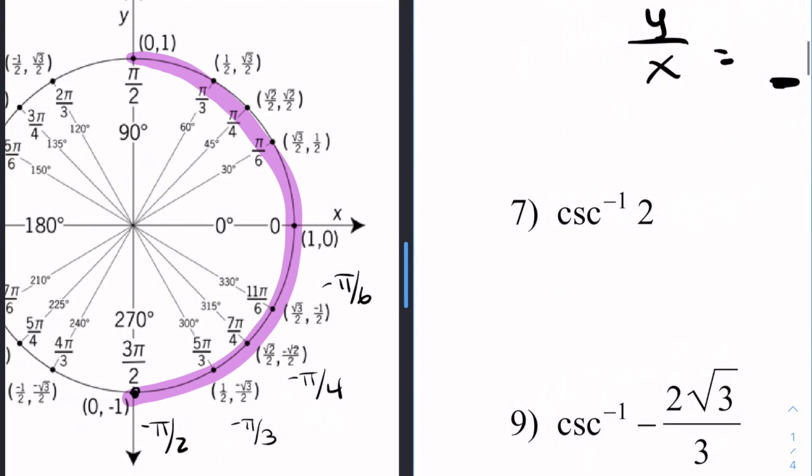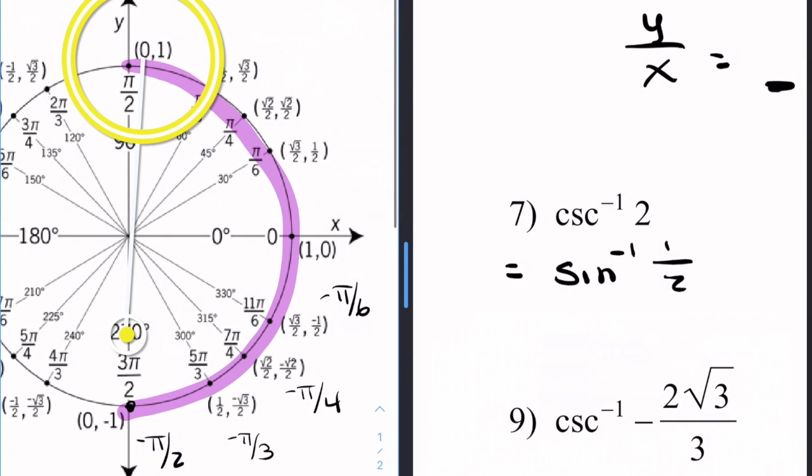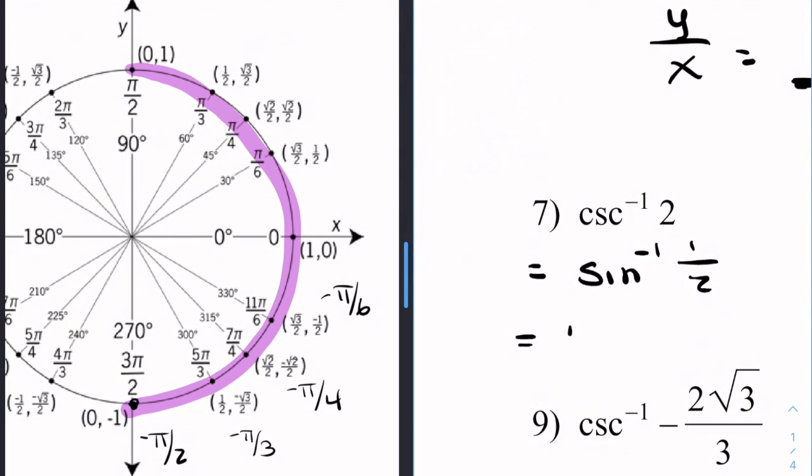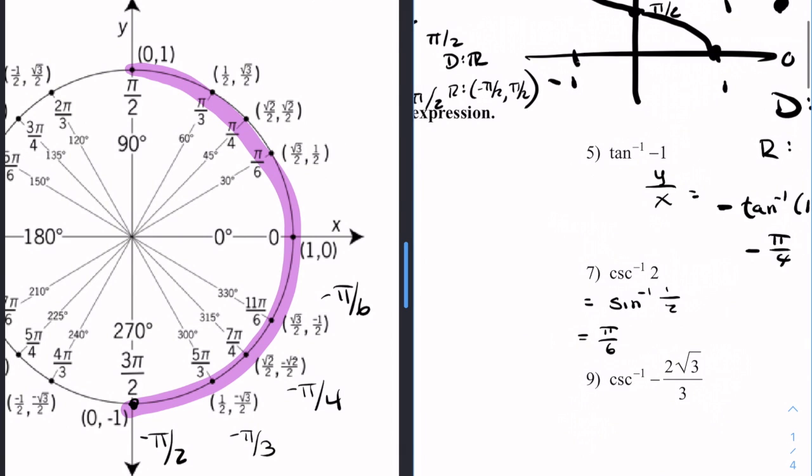Let's say we're looking at inverse cosecant of 2. This would be equivalent to inverse sine of the reciprocal, since cosecant is the reciprocal of sine. If we take the reciprocal of 2, we get 1/2. And then this is just saying, at what value is the y 1/2? Well, we look at our unit circle. Our y is 1/2 at pi over 6, so our answer is pi over 6.